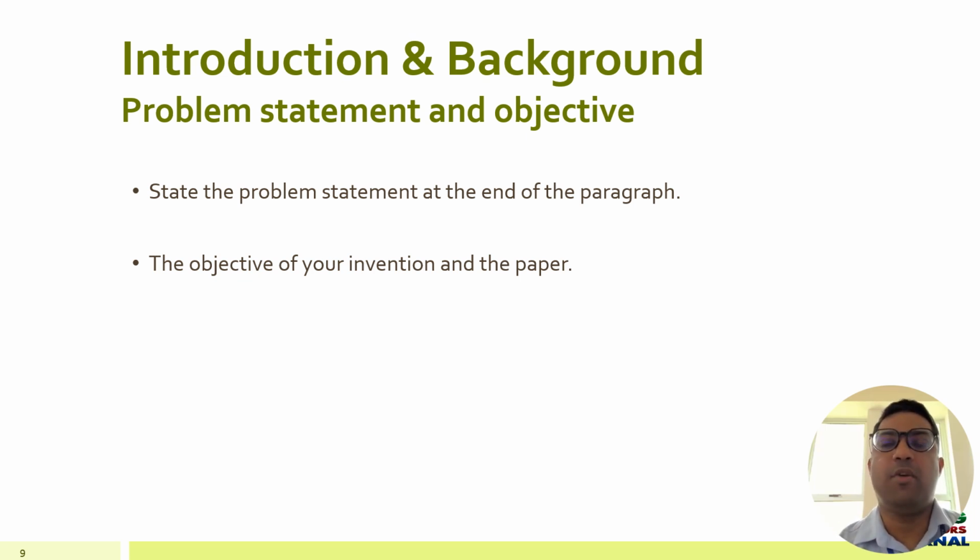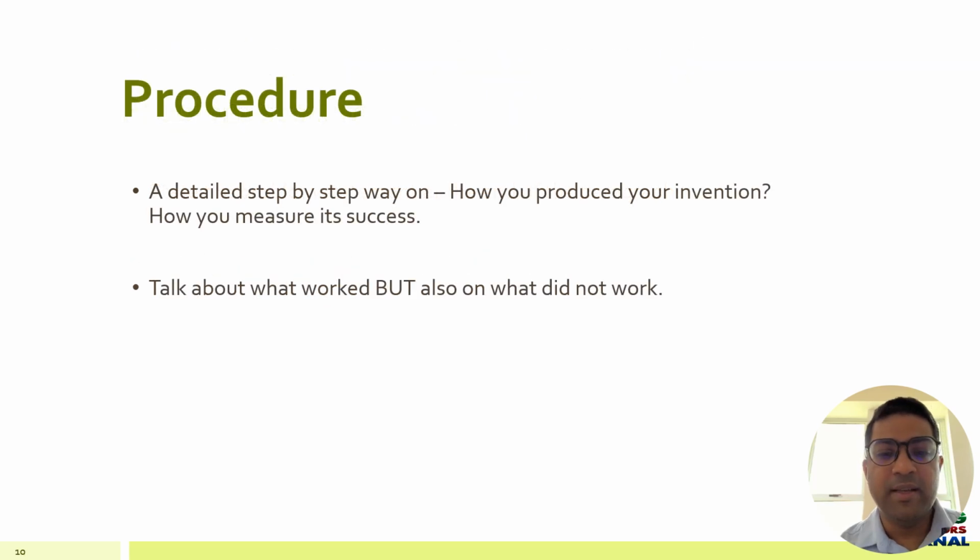What is the problem statement? What would you like to solve here? State the problem statement at the end of the paragraph, as well as the objective of your invention or your innovation, very clearly, in the fourth paragraph. So this is what you should be writing for your introduction. Okay, then the next section will be the methodology, or what we call the procedure.